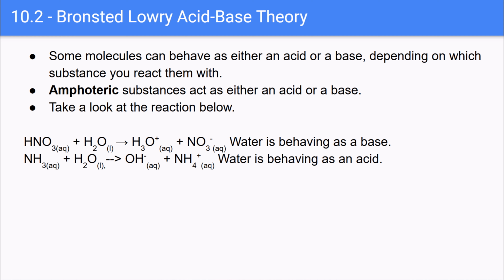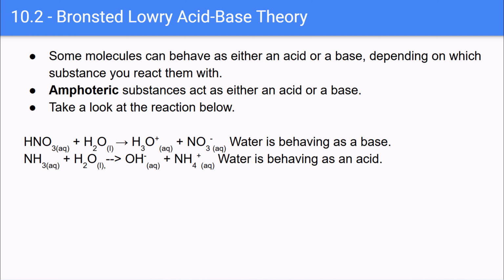So we have HNO3 plus H2O yields H3O plus and NO3 minus. So in this case, the HNO3 is behaving as the acid, which means that the H2O is going to behave as the base. And then that means that the H3O plus will be the conjugate acid and the NO3 minus will be the conjugate base. So here, water is behaving as a base. Underneath that, we have NH3 plus H2O yielding OH minus and NH4 plus. So in this case, the water is the one donating the hydrogen. So in this instance, it's behaving as the acid while the NH3 is behaving as the base.